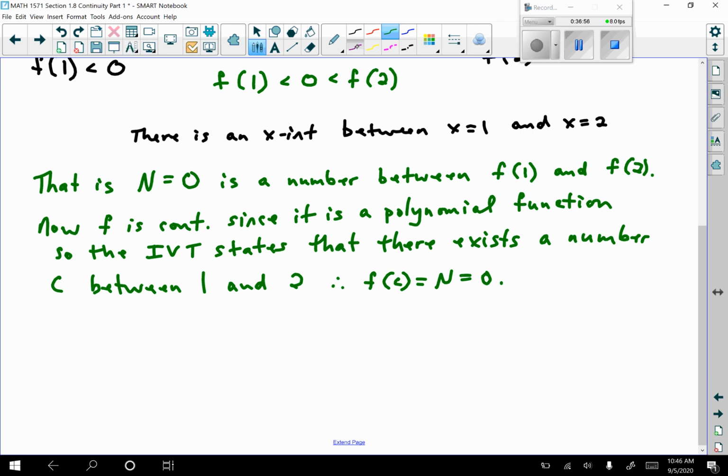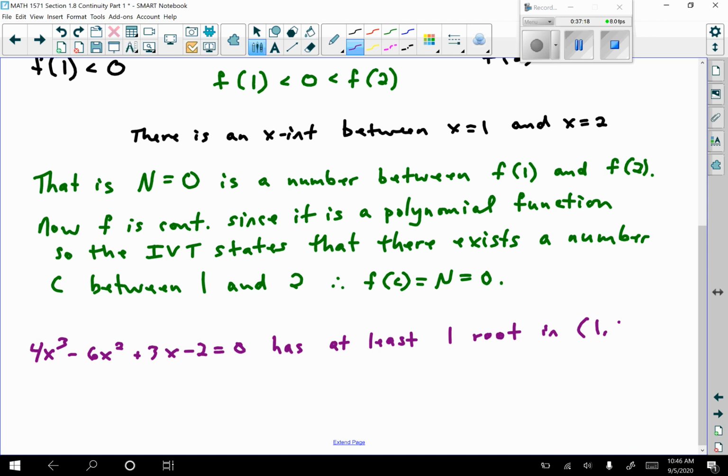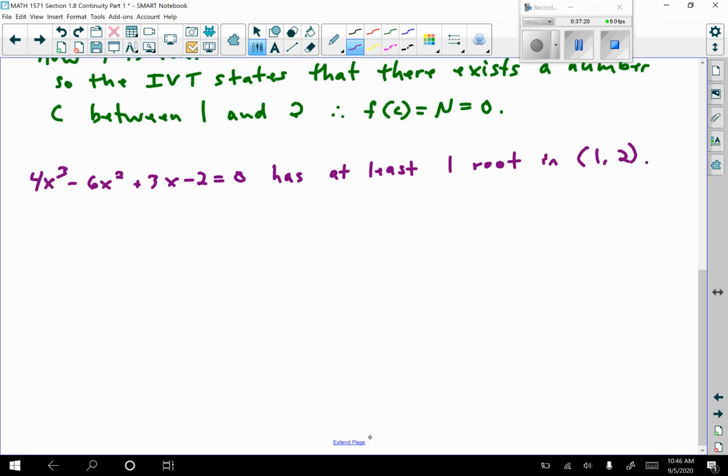So again, to rephrase this, this function 4x cubed minus 6x squared plus 3x minus 2 equals 0 has at least one root in the open interval from 1 to 2. Has at least one root or one x-intercept in this open interval from 1 to 2. So we want to be more specific. In this part, we're just going to use a calculator.